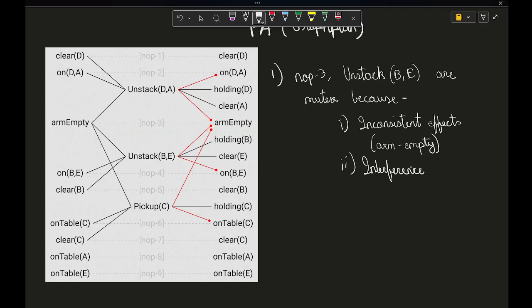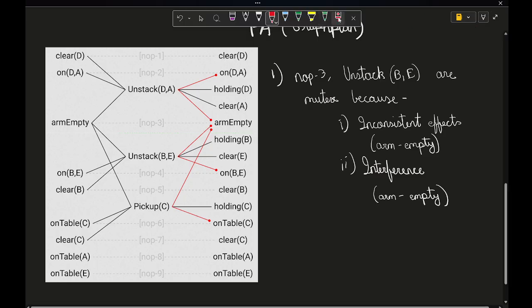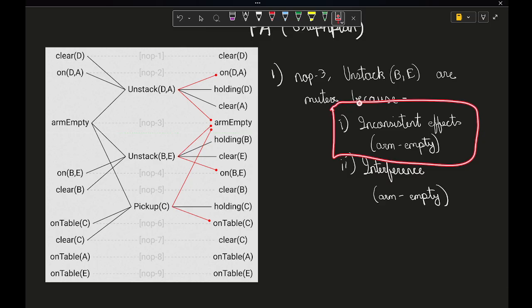I don't get the intuition for interference though, arm empty. Because I understand inconsistent effects: the two opposite things can't be happening at the same time, like I can't be multiplying and dividing the same thing together. Inconsistent effect basically means that a circumstance can't happen where a thing exists and doesn't exist at the same time. So I get inconsistent effects. But what does interference mean?